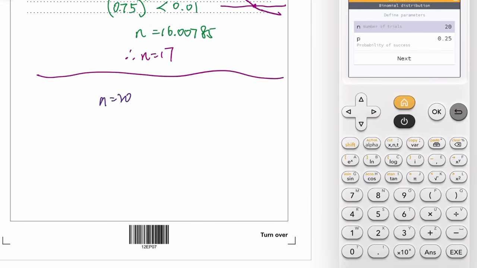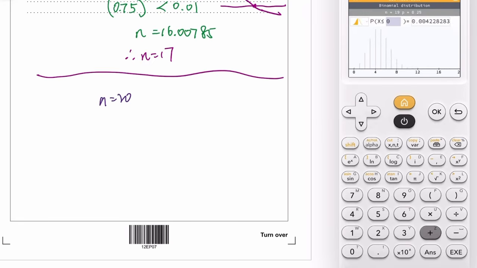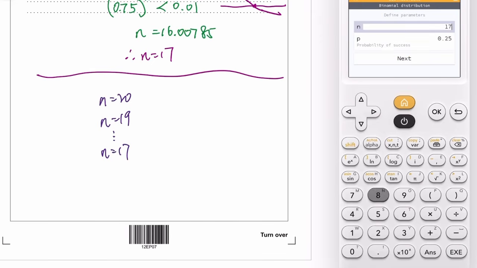So that means now I know 20 works. So I need to change 20 to 19 and do it again. Oh, that's still bigger than 0.99. So you keep trying until, well, now I know the answer. So until 17.